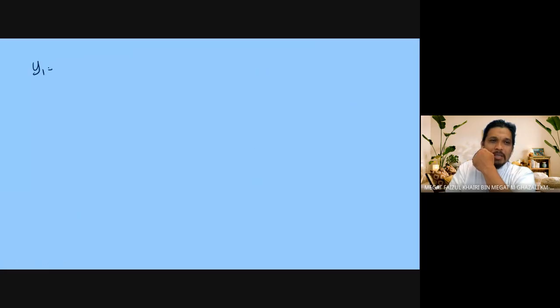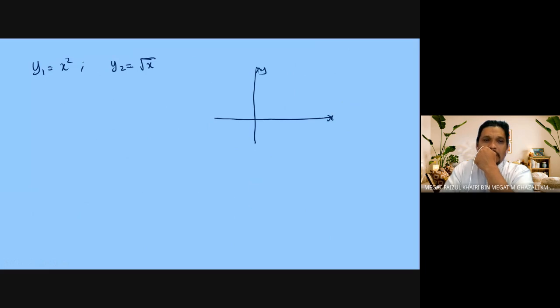I think of another question which also makes it simpler. Let's say y1 equals x squared and y2 equals square root of x. Make it easier. Okay, y equals x squared is a curve, something like this. And then y equals square root of x starts from here. This is y equals x squared and y equals square root of x.